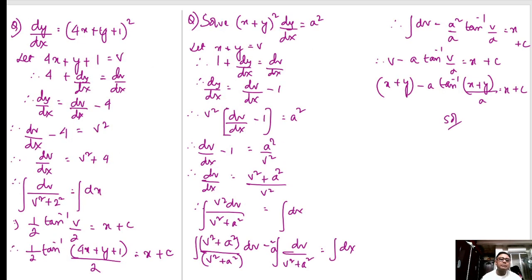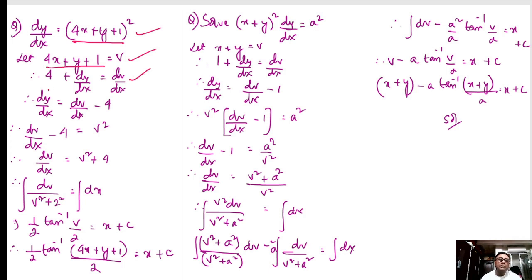The second sum shows, here also it is very difficult for us to separate x and y. So what we do is we put this as v and now differentiate. So the differentiation of 4x is 4, of y is dy by dx, of 1 is 0, and of v is dv by dx.